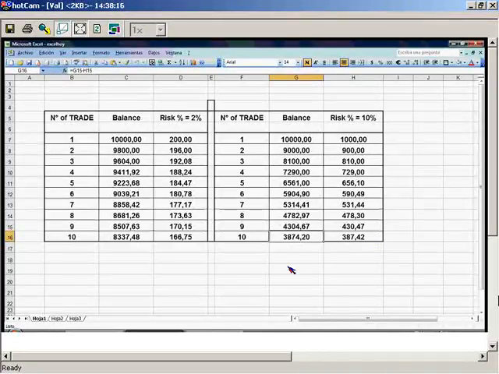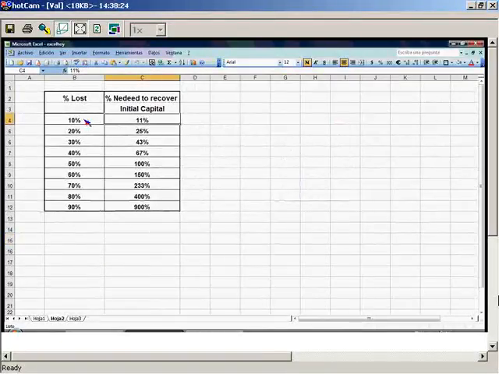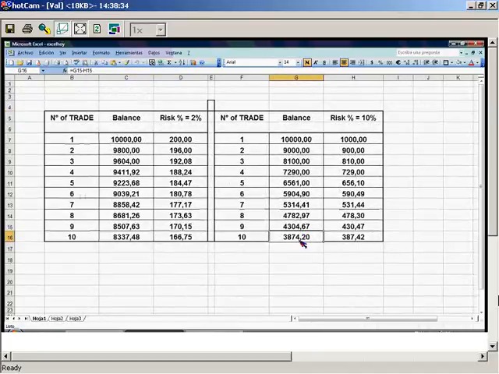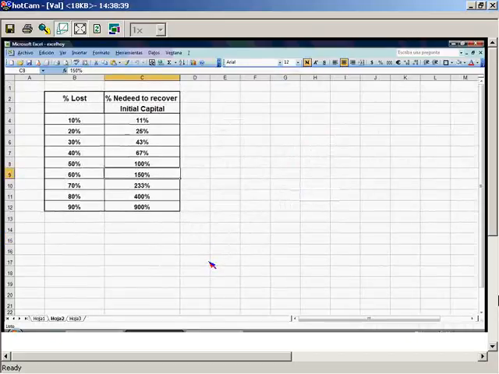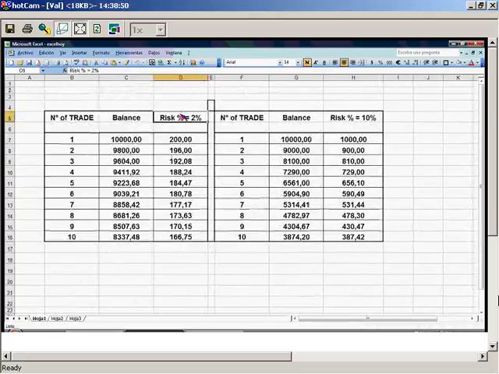Okay, I have another sheet. See, if we lose 10% of the account, we need an 11% gain to recover our capital. But in the case we were talking about here, where we lost almost 60% of the account, see what happens. We need to win 150% to recover just the initial capital. So I believe just risking 2% in each trade is the most recommendable thing to do, at least when you start trading.